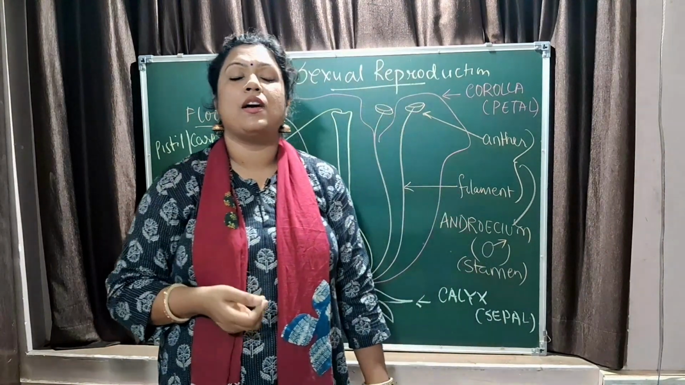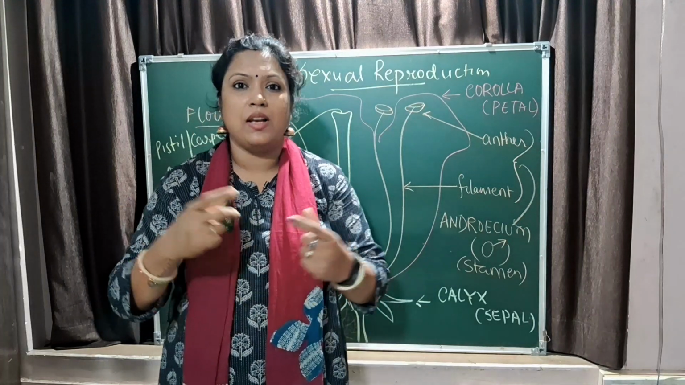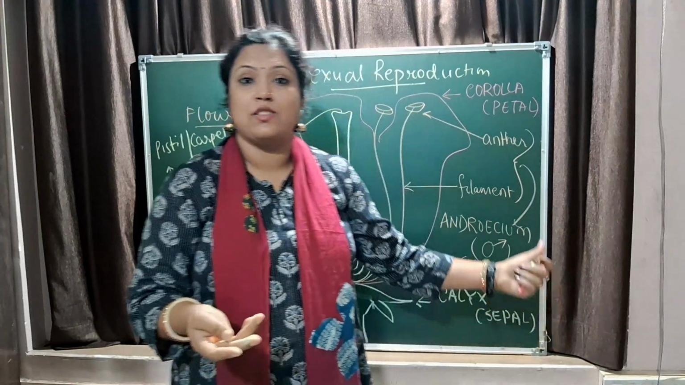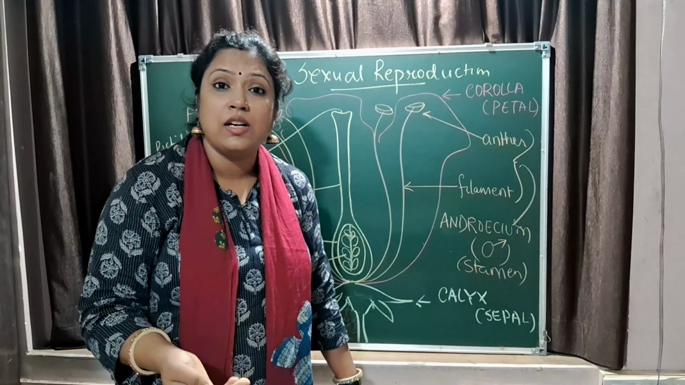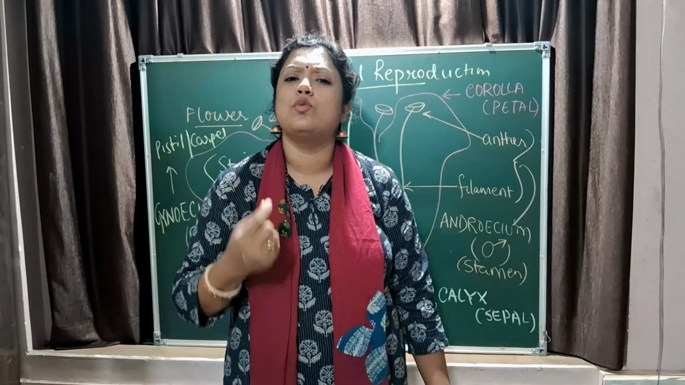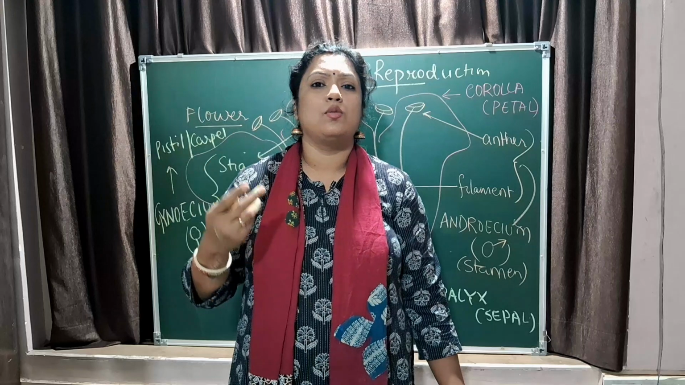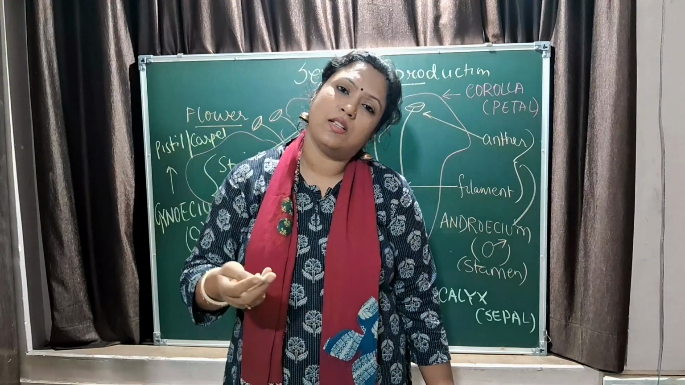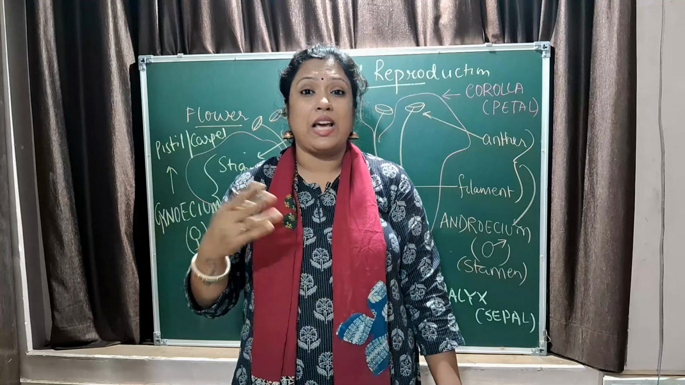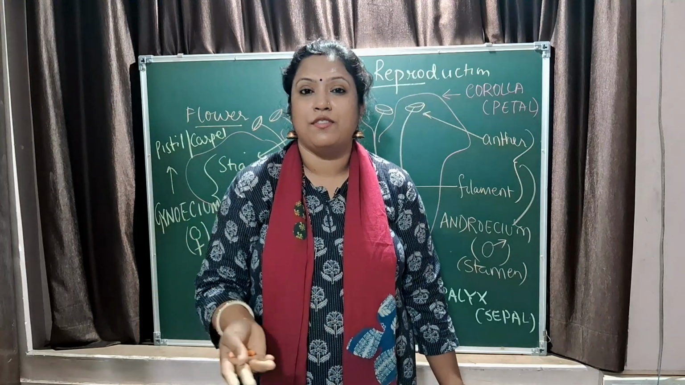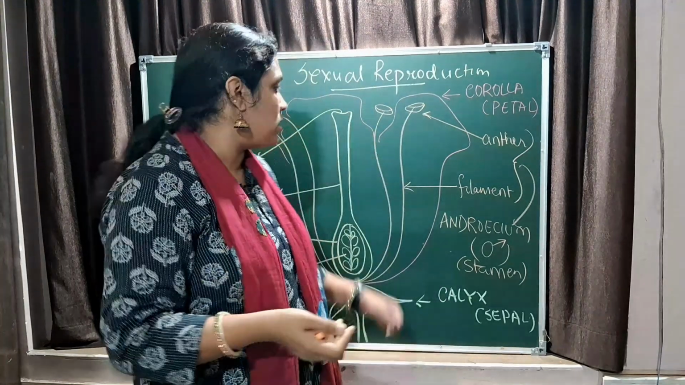Even in certain flowers, like bougainvillea, the pink colored structure is not a calyx or corolla. It is a bract, a leaf-like structure. It is colored because the actual flower is too small to attract the pollinators. That is why it is colorful. So different types of flowers have different functions. Now this is all about flower.